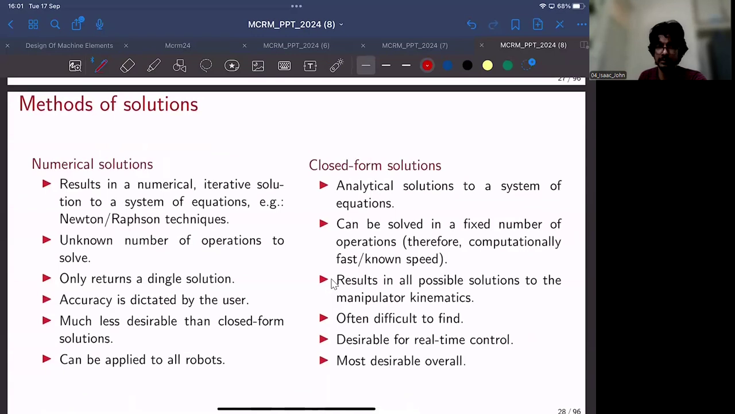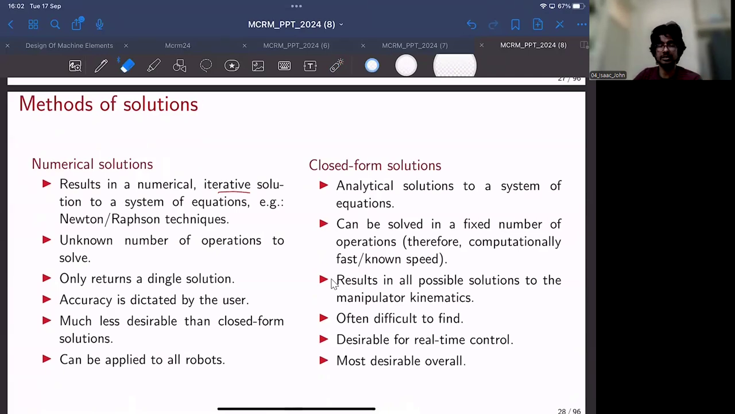So the main thing is, in numerical methods, we use an iterative scheme. The number of operations that we need is unknown, so we don't know in how much time it will finish. But in closed form, we already know the solution. We only need to substitute the values. We know how many operations are required. And numerical methods will only give you a single solution.